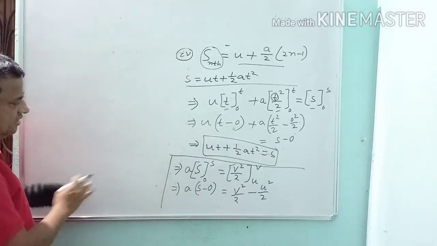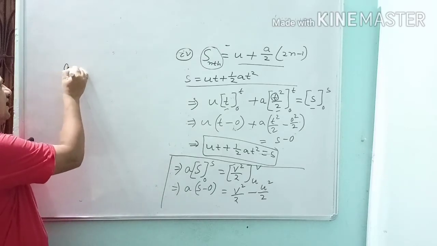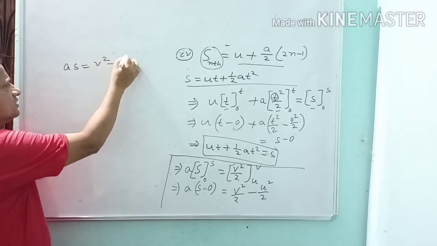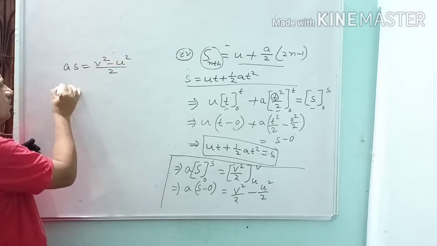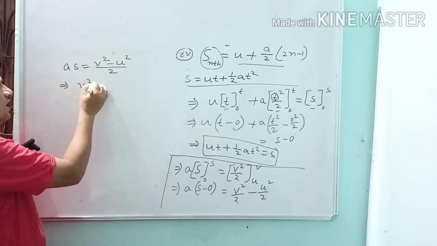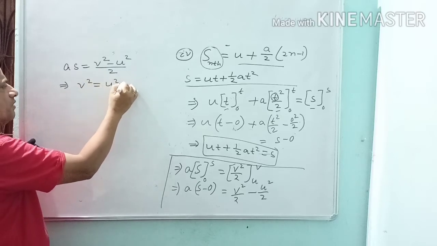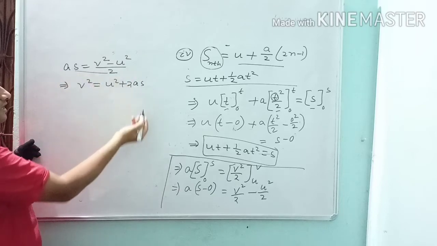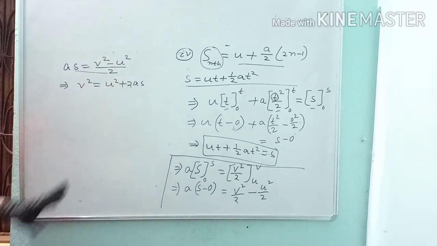After solving, you will get as = (v² − u²)/2, that gives you v² = u² + 2as. You take cross multiplication, take the right side, and you will get v² = u² + 2as. So this is the third equation, by the integration or calculus method.